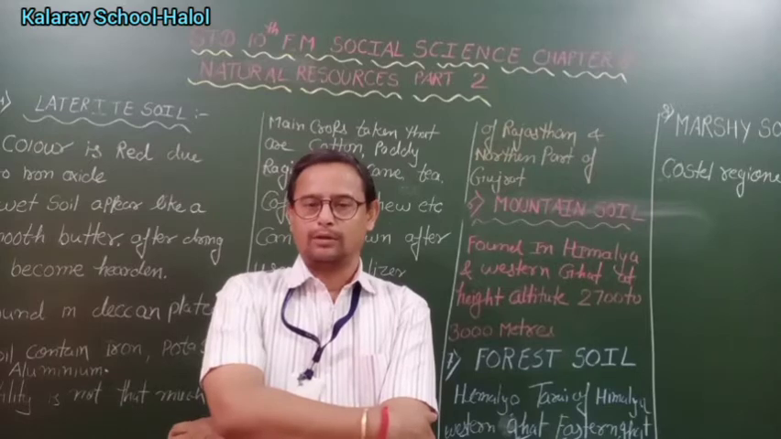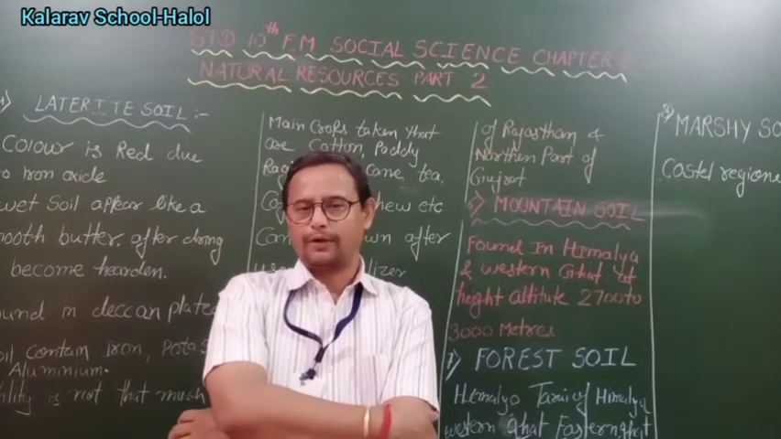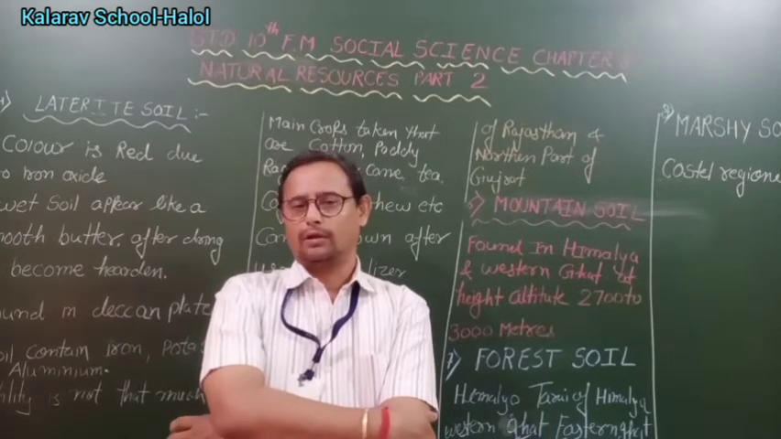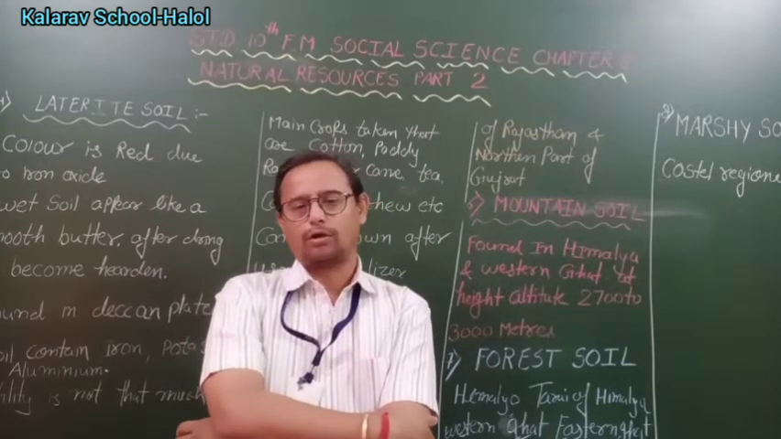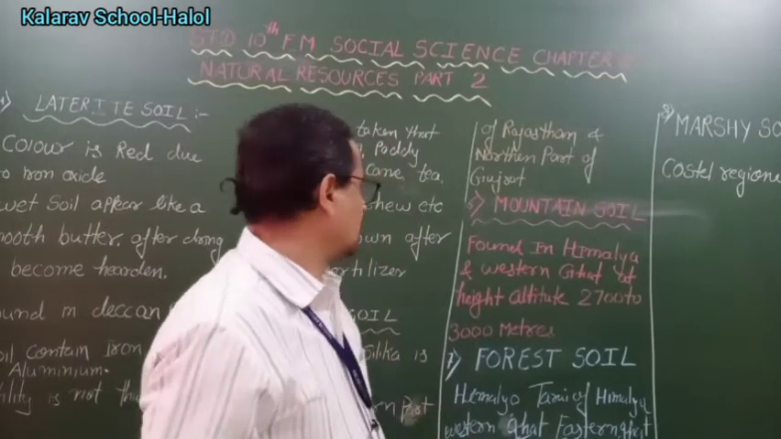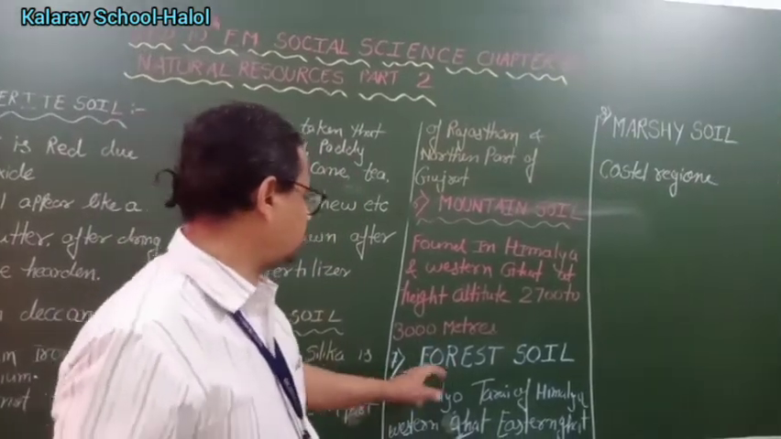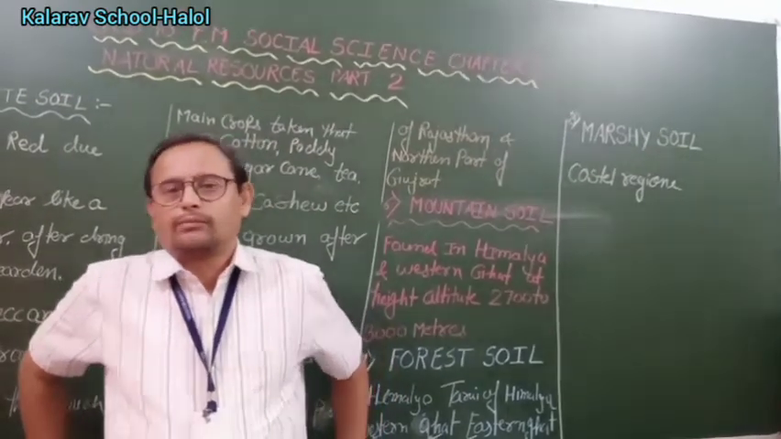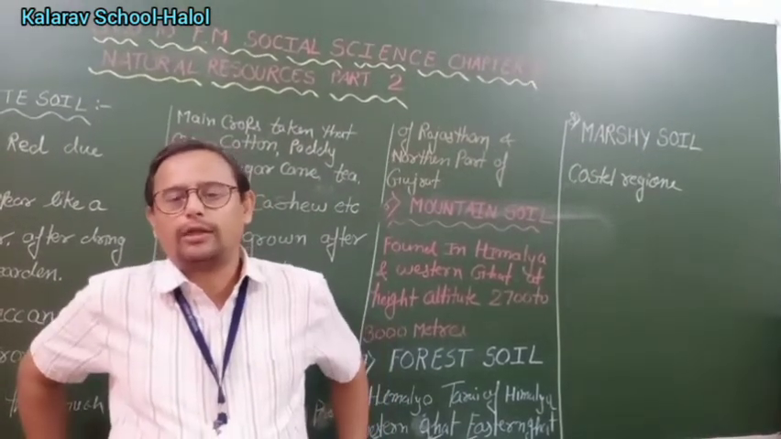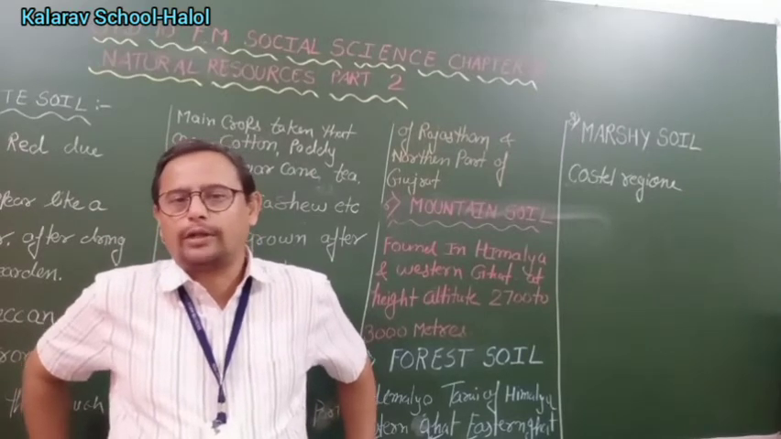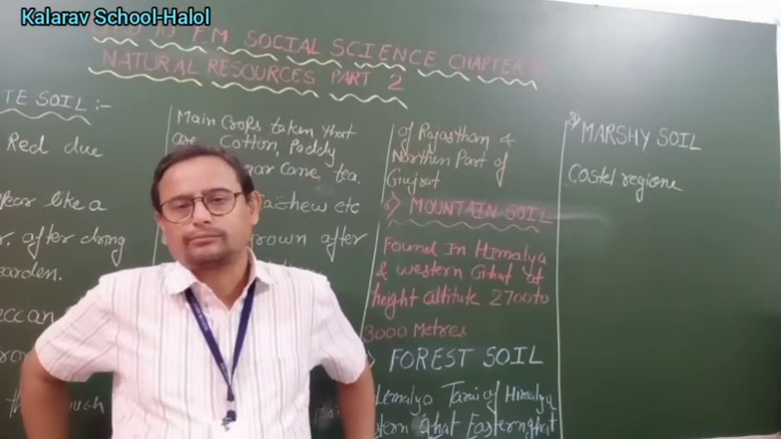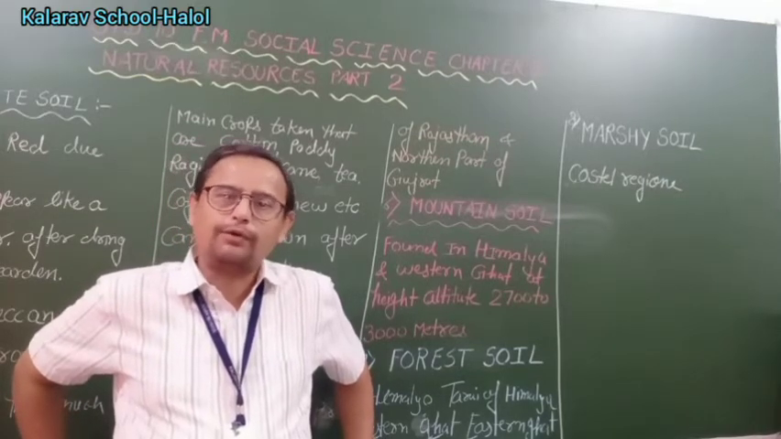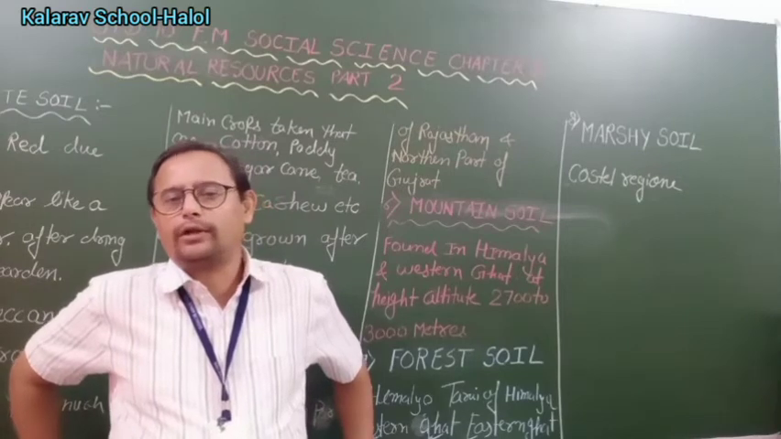This is good fertile soil, and different kinds of crop can be taken in it, but this is very famous for tea and coffee. Is it clear? Next is your forest soil. Wherever the proportion of forest is more, in that place you get this kind of soil. So you get this kind of soil in MP, Chhattisgarh, Assam, Northeast India, Himalayan region, Terai of Himalaya, and Sahyadri mountain region.